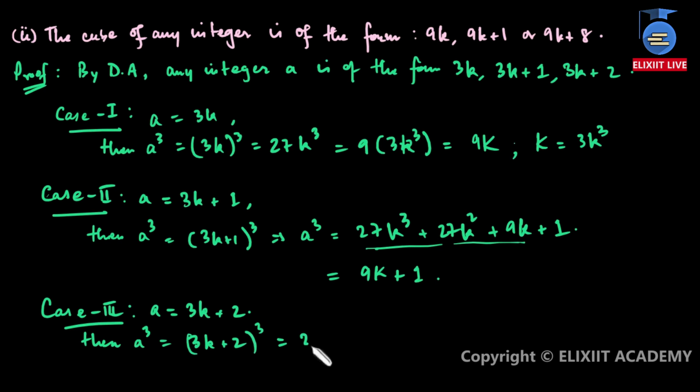Again break this. So this is 27k cube plus 54k square plus 36k plus 8. Which means that, once again, you just simply take out 9 common from here. So this is of the form 9k plus 8, where k is some integer. So you can see that this is either of the form 9k plus 1 or 9k plus 8, and that's what they've asked to prove. So the cube of any integer is of the form 9k plus 1 or 9k plus 8.